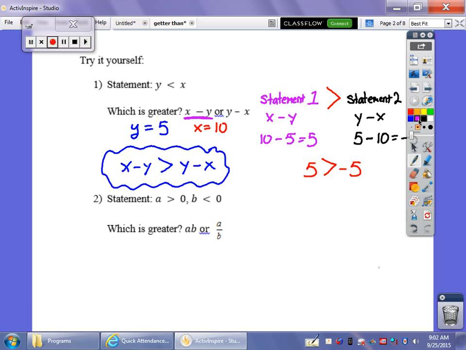All right, so hopefully you had time now to answer this question on your own. So we have a is greater than 0 and b is less than 0. With our statement, a is greater than 0, a can be any number greater than 0. We'll say 10, a very simple number to work with. B is less than 0, so any number less than 0, we'll say -1. -1 is less than 0. Which is greater, ab or a divided by b? Well, let's take a look at these. So statement 1.